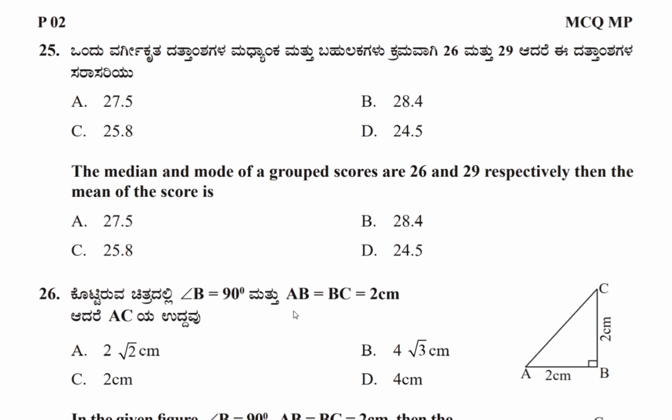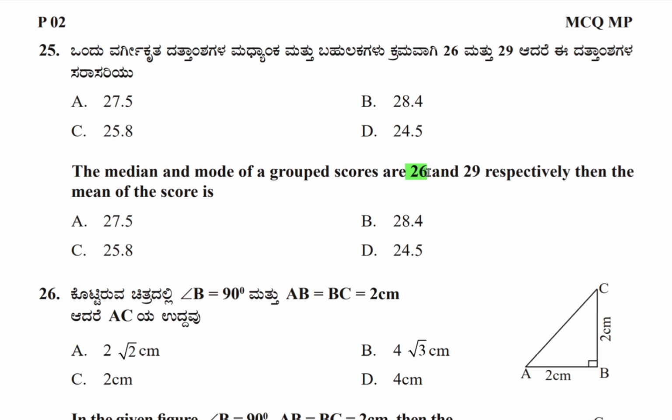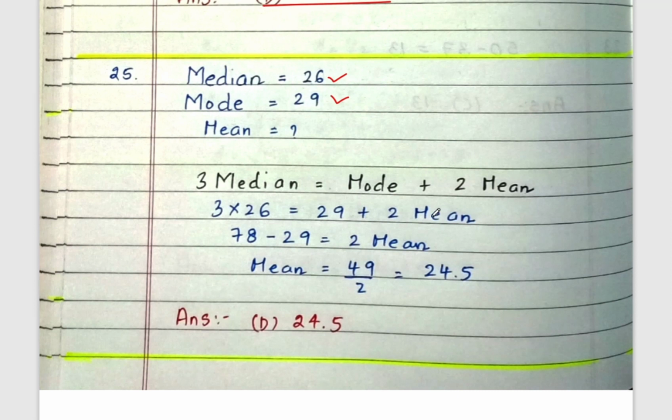The median and mode of grouped scores are 26 and 29 respectively. Then the mean of the score is, by using the empirical relation between mean, median and mode, that is 3 median equals mode plus 2 mean. Substitute the value of median and mode, that is 3 into 26 equals 29 plus 2 mean. Therefore, 3 times 26 is 78. Shift 29 to LHS, we get 78 minus 29 equals 2 mean. So, mean equals 49 divided by 2, which is equal to 24.5.